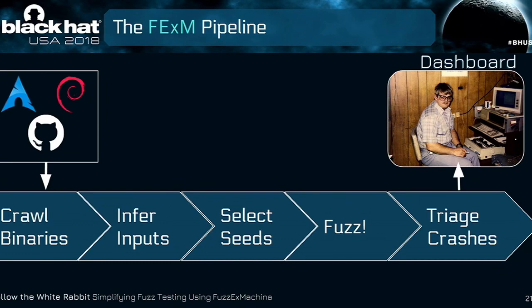And after that, it triages the crashes that came out of the fuzzing. And then in the last step, it hands control back over to you in a dashboard that displays the results in a very convenient way. All right, so let's look into each step in detail. And the first step would be the crawling binary step.